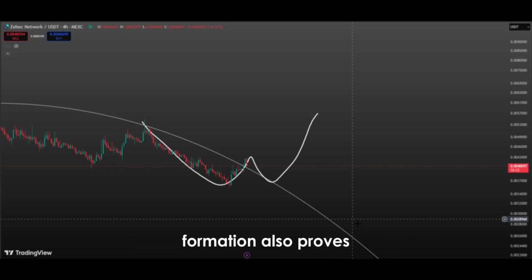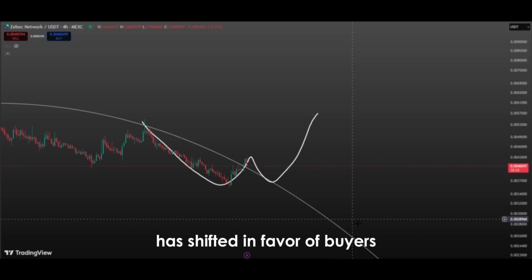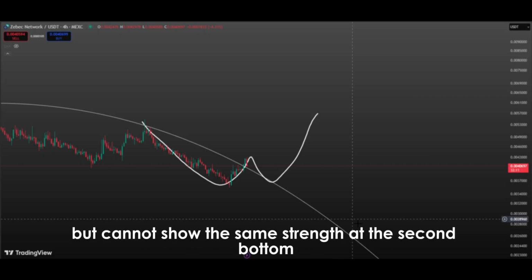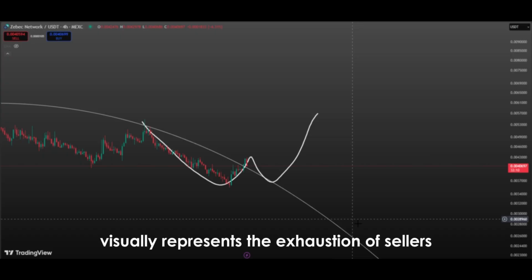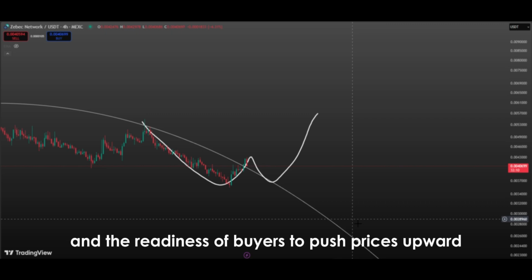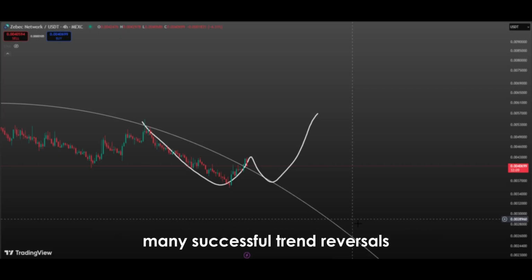The W formation also proves that the balance of power in the market has shifted in favor of buyers. Sellers are strong at the first bottom, but cannot show the same strength at the second bottom. This shows that the balance is changing. In other words, the formation visually represents the exhaustion of sellers and the readiness of buyers to push prices upward. That is why double bottoms are always closely watched. Many successful trend reversals have been identified early thanks to this formation.